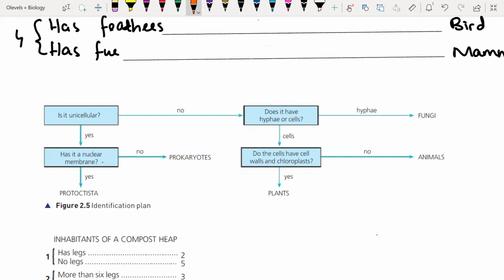What if that organism was not a unicellular organism? Then you have to see whether it has hyphae or cells. If it has cells, then you have to see whether the cells have cell walls and chloroplasts. If yes, then they are plants. If no, then they are animals. And if that organism has hyphae, then that means it's a fungus. It's quite simple as well, right?